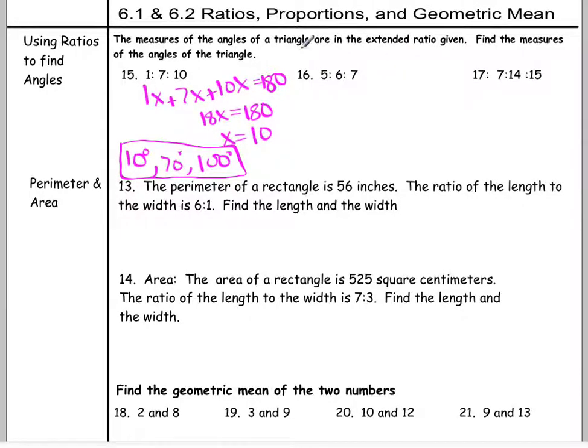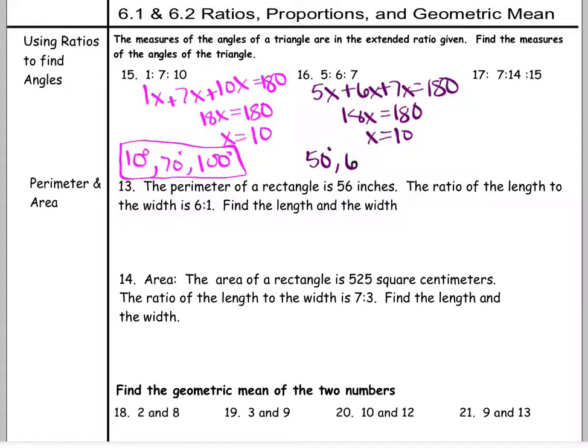If we were to use the 5, 6, 7, doing the same thing again, 5x, 6x, 7x would all add to 180. So 5 and 6 and 7 actually is 18 again. And it won't always be 10 for x, it just happens to be that way in these two problems. So x is 10, and then we would plug it back in for our angles. 5 times 10 is 50 degrees, 6 times 10 is 60 degrees, and 7 times 10 is 70 degrees. And those are the angles of the triangle there.